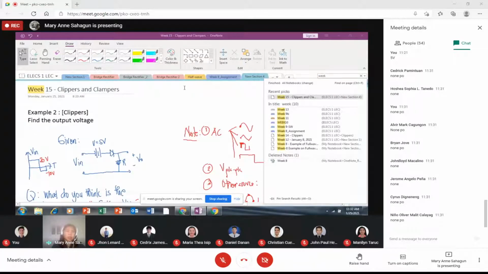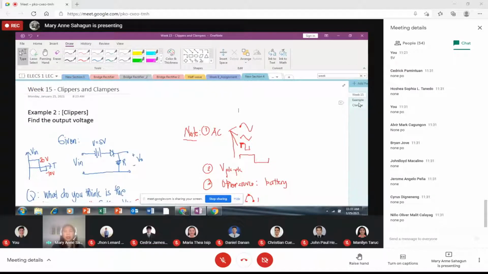Sana makopy ko ng buo, pero hindi ko makopy. So take note, the input voltage here that we have is not a peak-to-peak, but rather we have 20 volts and negative 10 volts. Take note, we also have a rectangular wave. We have a similar circuit. Okay? So yun po yung pinagkaiba. Yung input voltage po natin ang pinagkaiba.